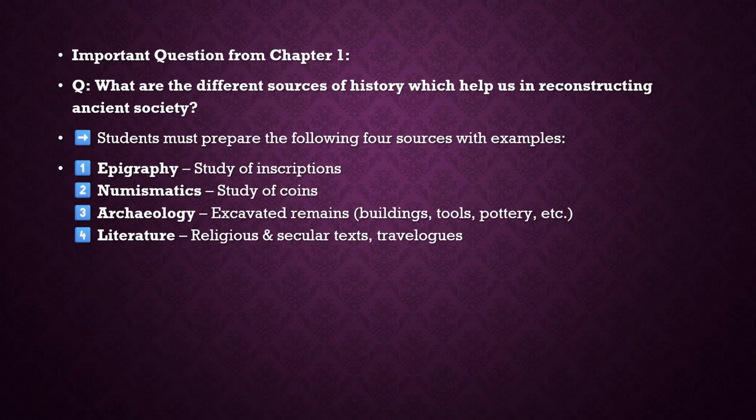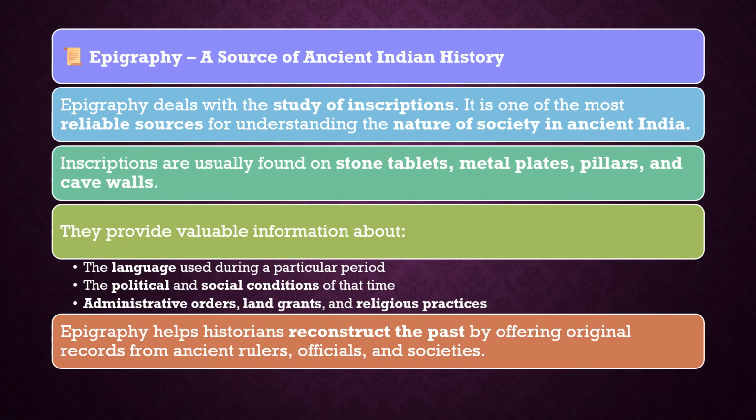First question is, what are the different sources of history which help us in reconstructing ancient society? In that, you have to cover all these 4 points: epigraphy, numismatics, archaeology, literature. Epigraphy. What is epigraphy is explained here on this slide. You can go through this. In short, I'll tell you.